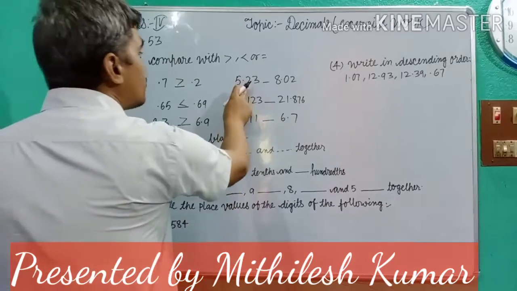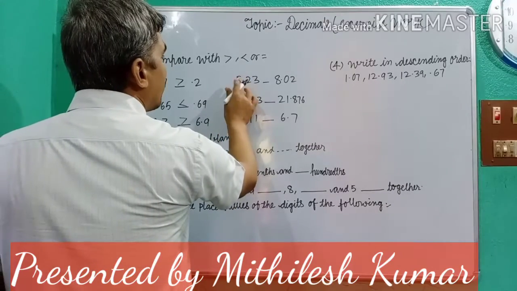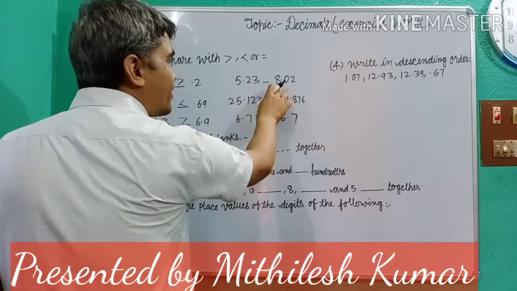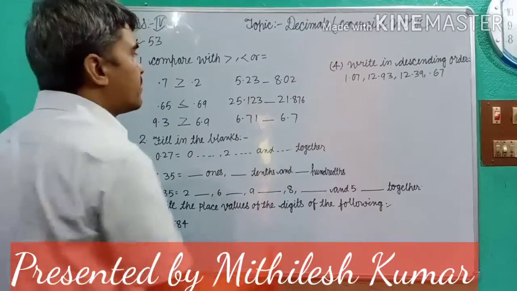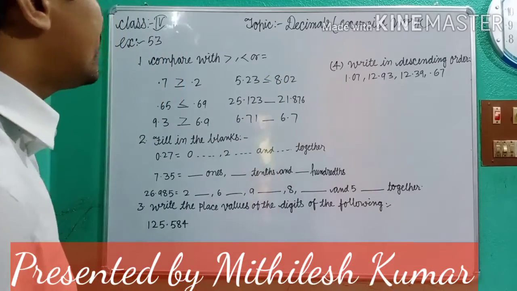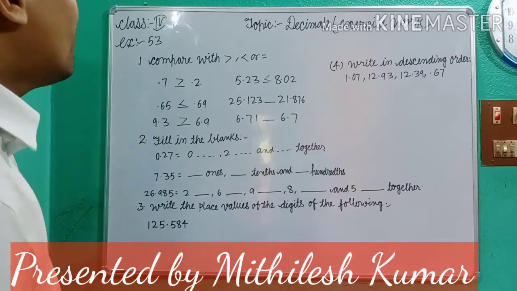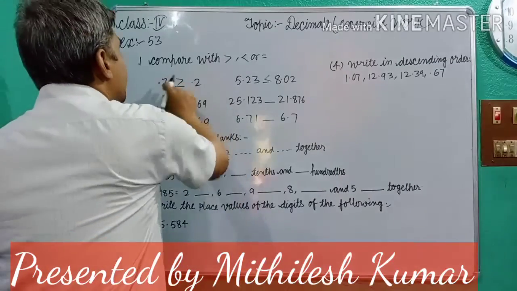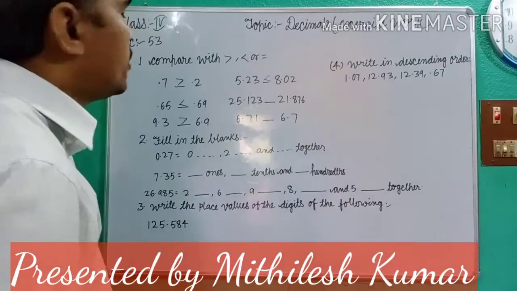Now, the next question. In the whole part, here 5, and here 8. 8 is greater. So only see which number is greater. If you find that number is greater, that means it is greater than the other number. In this way, you find out.